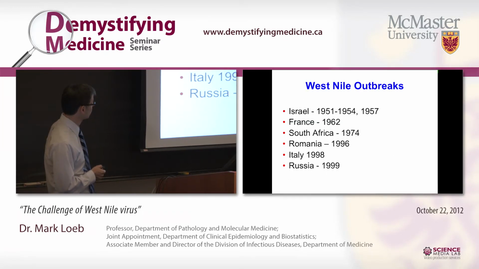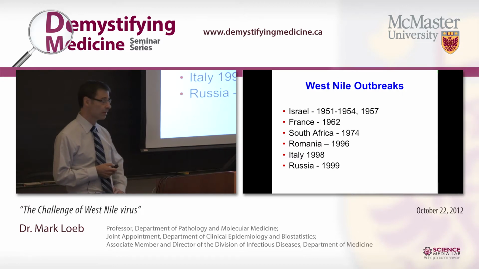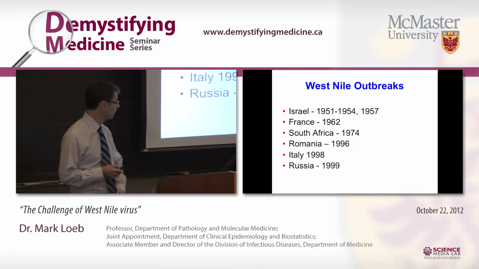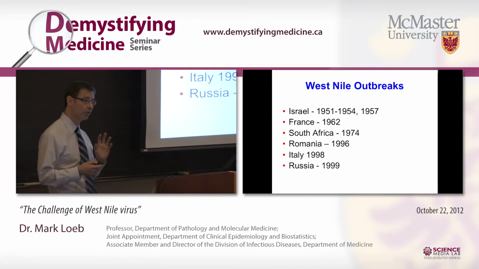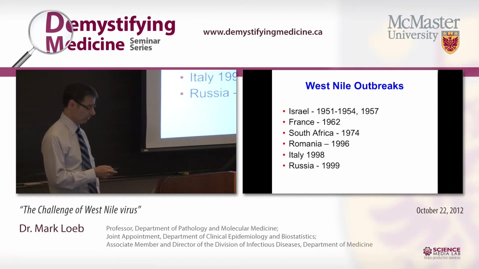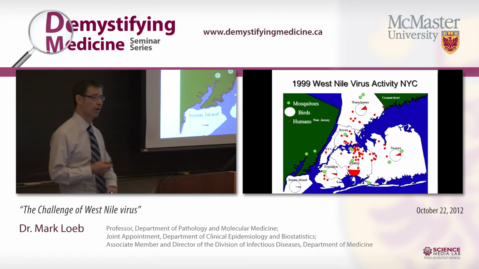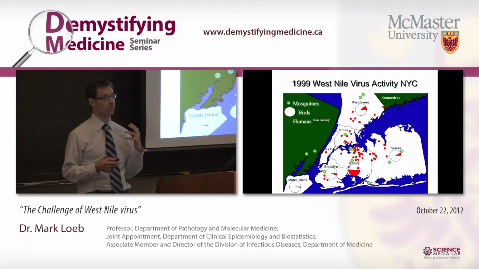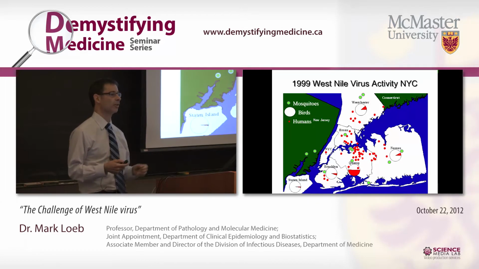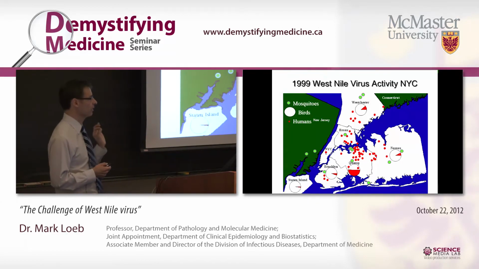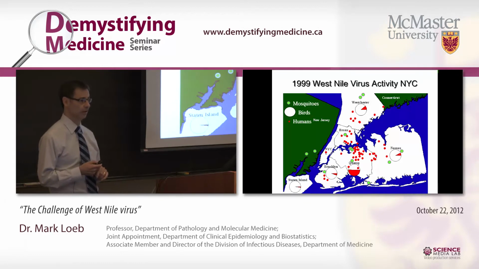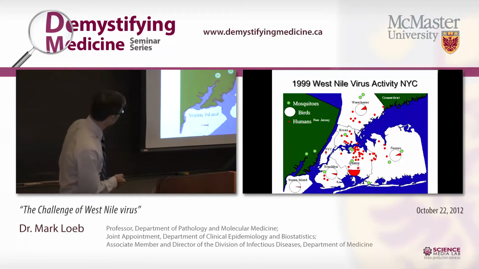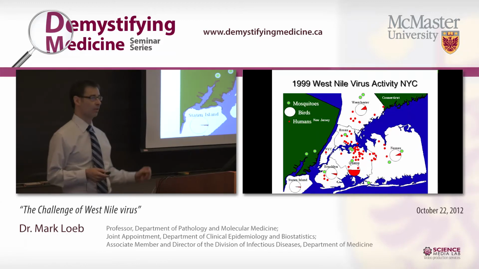This slide just shows the outbreaks of West Nile in Israel, France, South Africa, Romania, Italy, and Russia, with, I'd say, moderate to sometimes severe illness. And the story for us, and really where the epidemiology, the research, and more studies about the clinical manifestations came forth, started in this outbreak in New York City in 1999. This was a major outbreak centered around Queens.